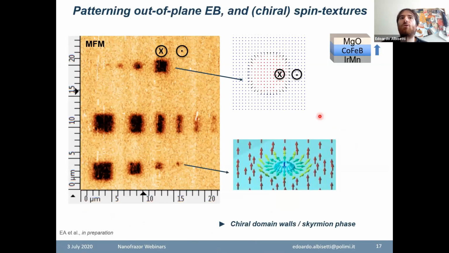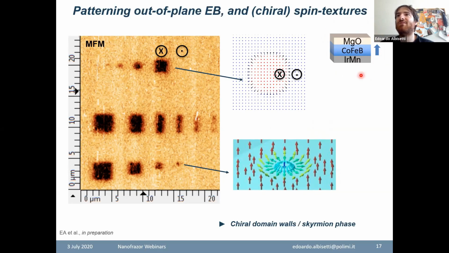The last system that I want to show you, which we haven't published yet, is that you can perform the very same patterning also in out-of-plane systems. Out-of-plane systems, where the magnetization points out of the plane of the film instead of in the plane, are interesting for a lot of applications. Actually, most of the applications that I talked about before are optimized for out-of-plane magnetization systems.